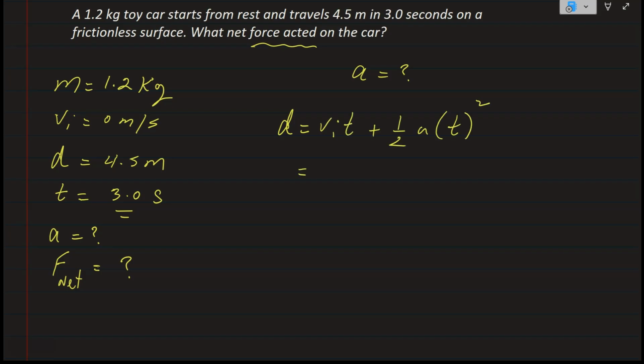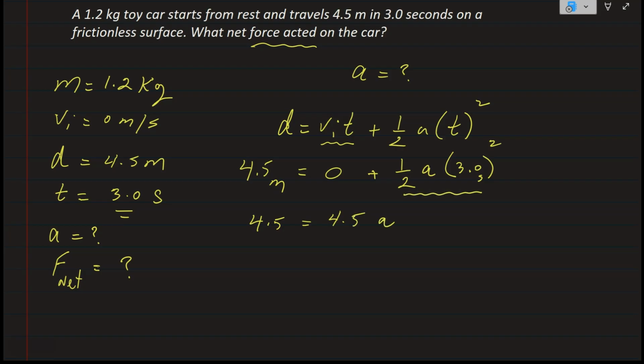Plug in the numbers: 4.5 meters equals Vi times t, where Vi is 0, because 0 times anything is 0, plus one half, acceleration we don't know, times the time of 3.0 seconds squared. Now we're solving for the acceleration. 3 squared is 9, so one half times 9 is 4.5, giving 4.5 times a. So the acceleration is 1.0 meters per second squared.